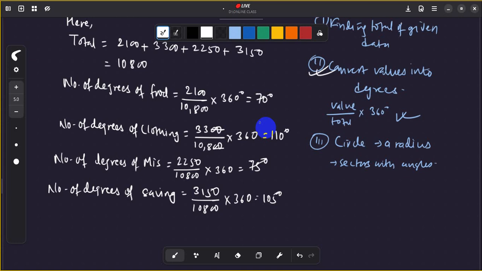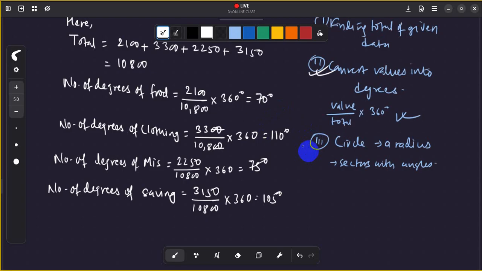You can verify it. 70 plus 110 becomes 180. Similarly, 75 and 105, the sum becomes 180. 180 times 2 is 360. Okay, the sum is always 360 of all these angles that we found.